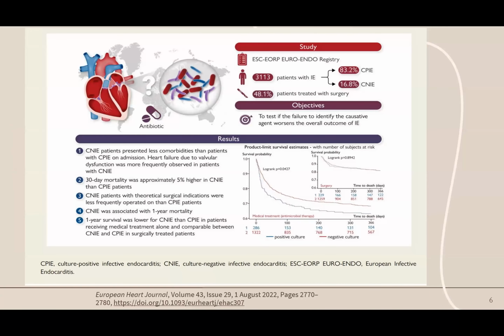This was a study from the European Heart Journal. It was the Euro-Endo registry that was comparing culture negative versus culture positive endocarditis. I think just a little over 3,000 patients were enrolled in this study. And basically why I included it is just to show you that there has been confirmation of a higher long-term mortality in patients with culture negative endocarditis compared with that of culture positive endocarditis. But this difference, however, was present in patients receiving medical therapy alone and not in those who underwent surgery.